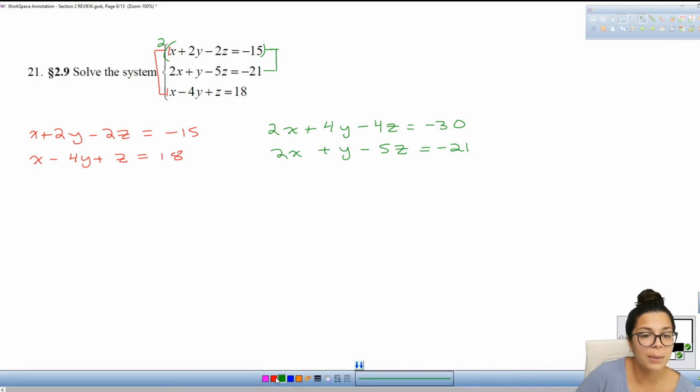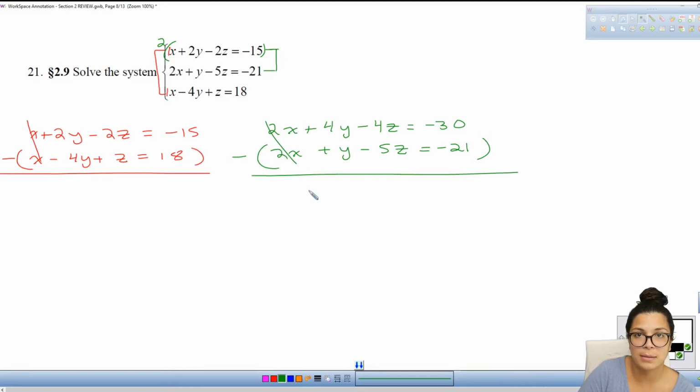So now I can go ahead and subtract these two equations together. That'll cancel out x. And I could subtract these two equations together. That'll cancel out x. So now let's just go ahead and simplify. So 2y minus negative 4y would be 6y. Negative 2z minus 1z would be negative 3z. And negative 15 minus 18 would be negative 33.